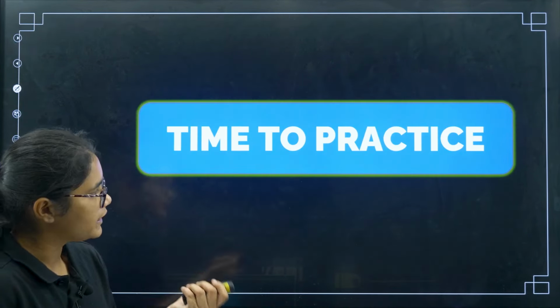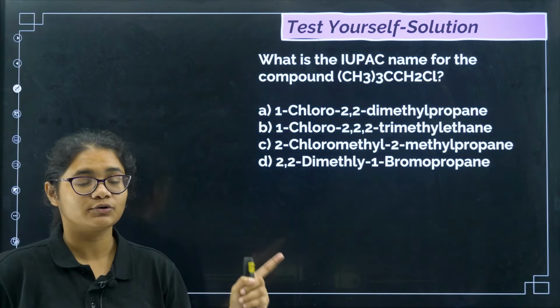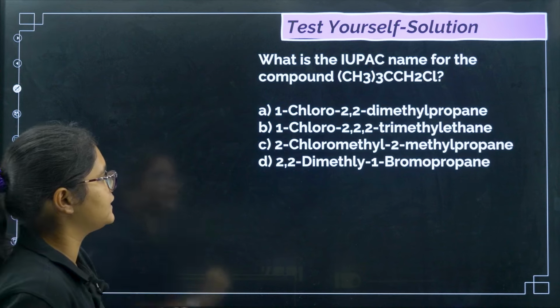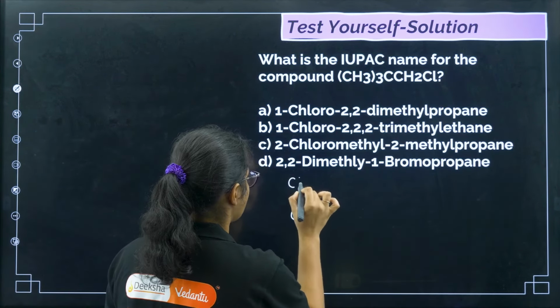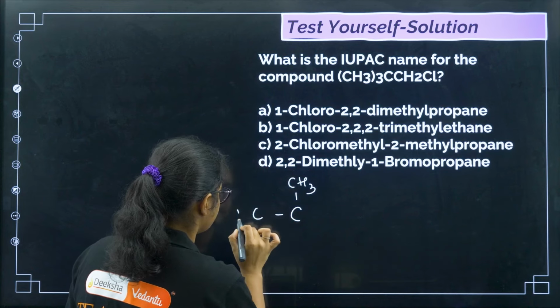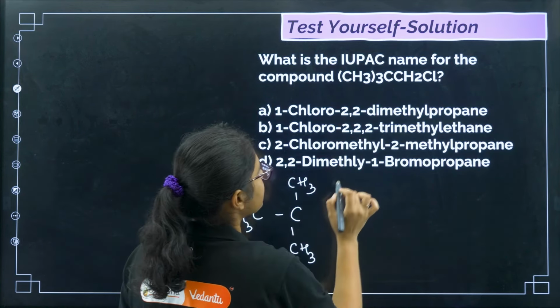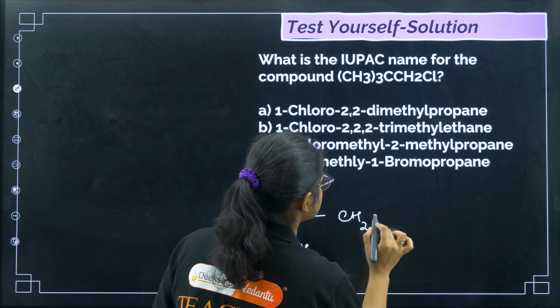Now, let us do some practice. First of all, I will tell you the answer to the last class homework question which I gave you. Write the correct IUPAC name of this compound. We have this carbon, and here we have CH3, CH3, and here we have CH3, and then we have CH2, and then Cl.